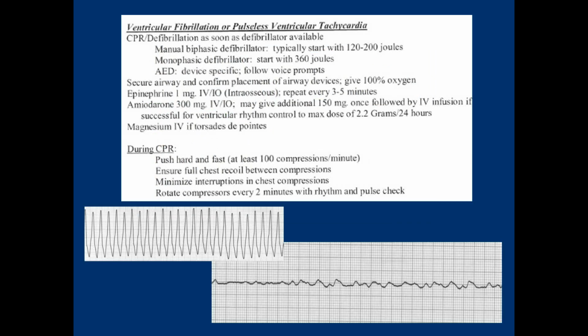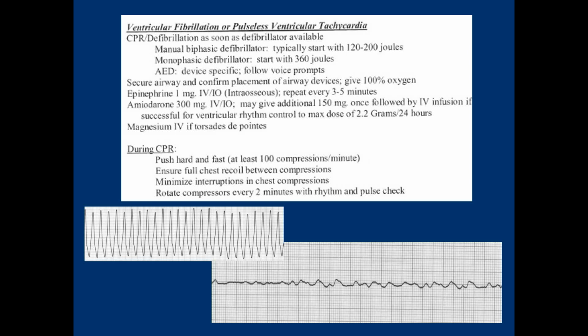Now we have our third face or personality of V-tach, and that's V-tach without a pulse. V-tach without a pulse or V-fib, that means we defib. Patient has no pulse, we do CPR. Anytime there's CPR, we give epinephrine. And of course, because we still have an irregular rhythm, we're going to give amiodarone. Amiodarone is given for any kind of PVC, V-tach and V-fib.